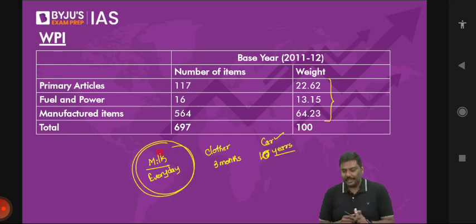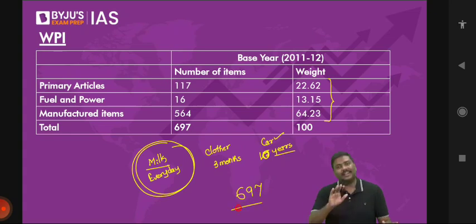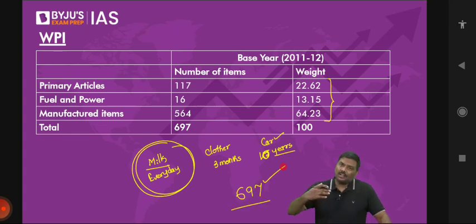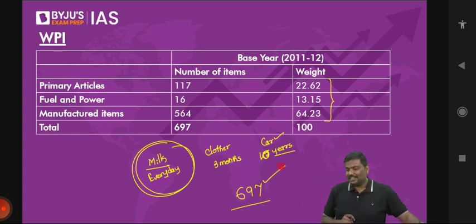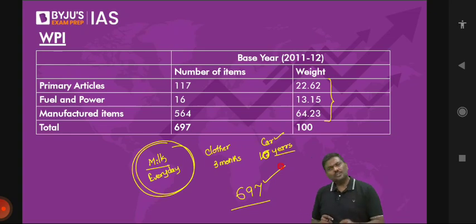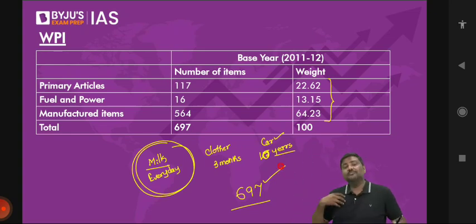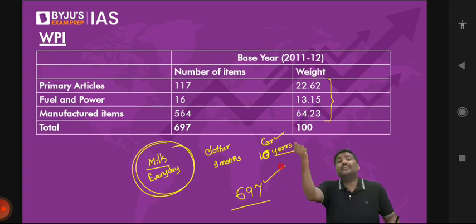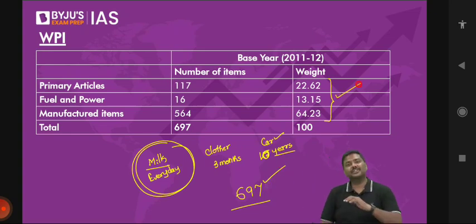We have considered how many goods? 697 goods. Should we give equal importance to all the commodities? Does it make sense to you? Of course, no. There will be certain commodities which are very important in the economy. We should give more weight to these commodities. Importance means weight. That is exactly the representation of weightage here. That is how weightage is decided.